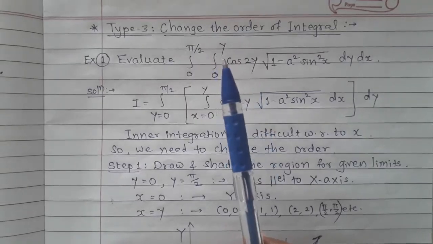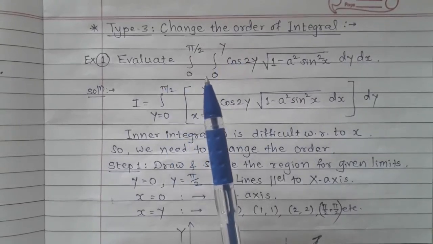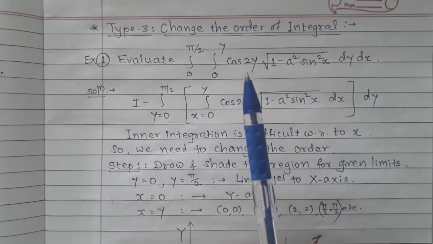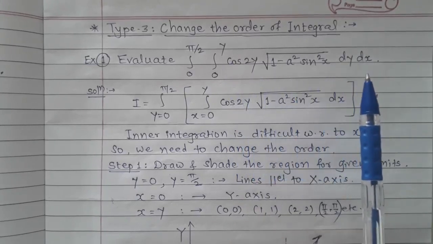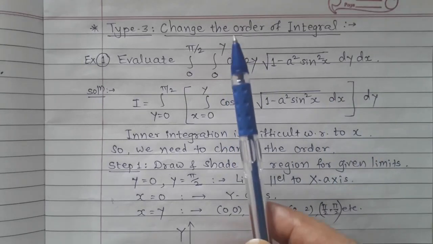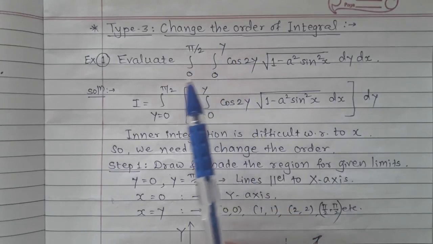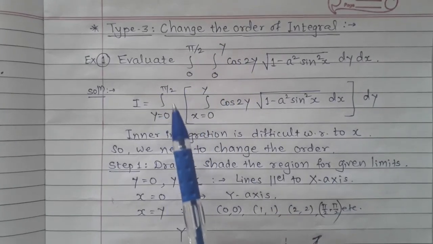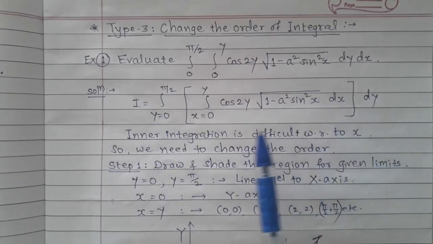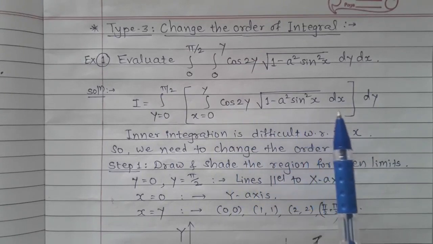Example on the type change of the order of integral. Question 1: evaluate integration 0 to pi by 2, integration 0 to y, cos 2y root of 1 minus a square sin square x dx dy. Observe that here y is used in the limits, that means those are the limits of x. So x from 0 to y, rest of the limits are of y, therefore y from 0 to pi by 2. Constant limits of y are outside, therefore dy is outside, and x from 0 to y, cos 2y root of 1 minus a square sin square x dx. Limits of x inside, so dx inside.